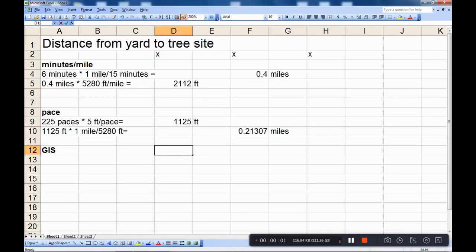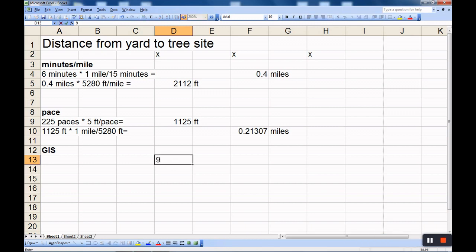So from the GIS website, when I went on there, it was like 927 feet, which agrees with the paces, 225 paces at 5 feet per pace, but it is half of what 15 minutes per mile would be. It's more like 30 minutes per hour. So let's go see what happened with this calculation.